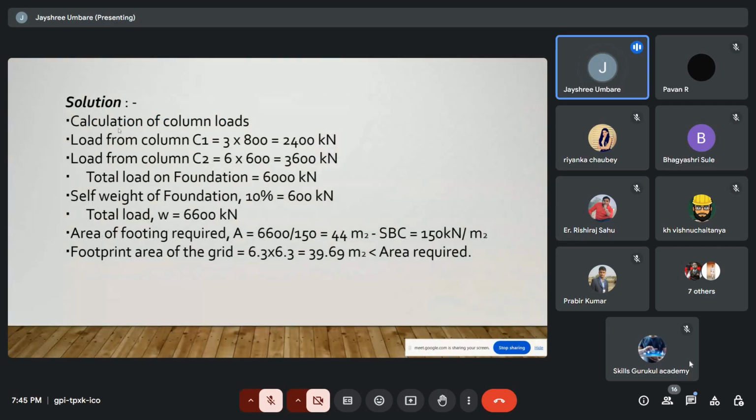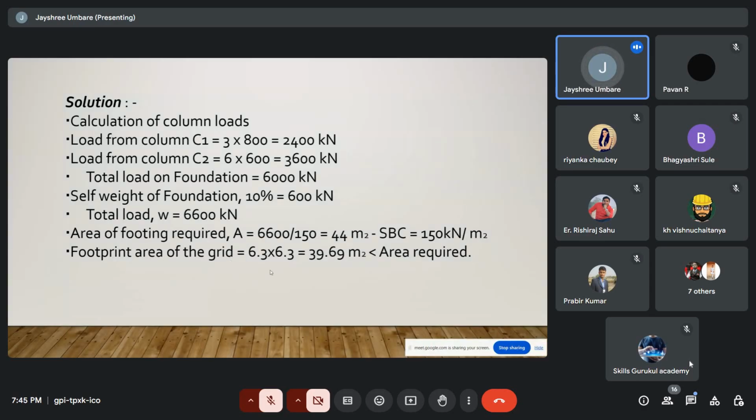Solution: calculation of loads on the columns. Load from column C1 is 3 into 800, and load from column C2 is 6 into 600, which is 3600. Total load on foundation is the sum of these, 6000 kilonewton. Self weight of the foundation is considered as 10% of this. Then total load is equal to 6600 kilonewton. Area of footing required is A equal to this load divided by SBC, which is 44 meters square.